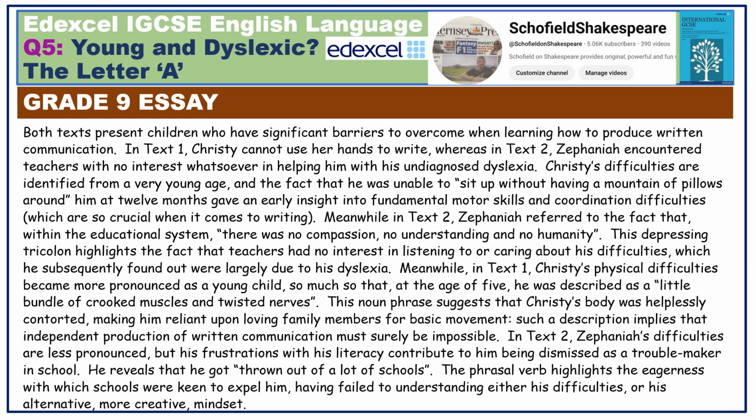In text 2, Zephaniah's difficulties are less pronounced, but his frustrations with his literacy contribute to him being dismissed as a troublemaker in school. He reveals that he "got thrown out of a lot of schools." The phrasal verb highlights the eagerness with which schools were keen to expel him, having failed to understand either his difficulties or his alternative, more creative mindsets.